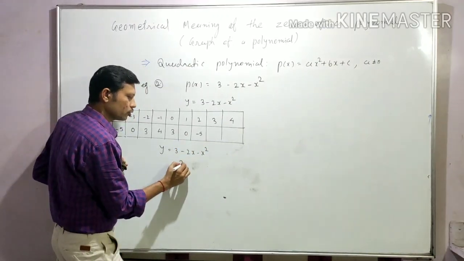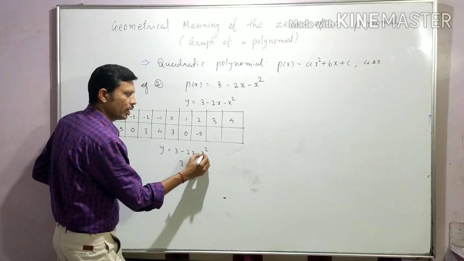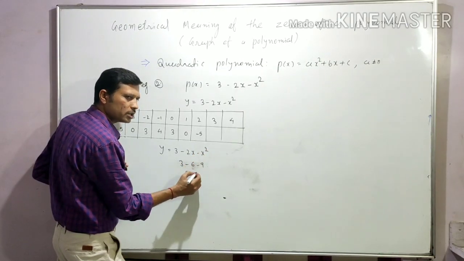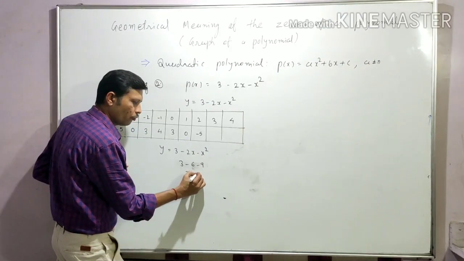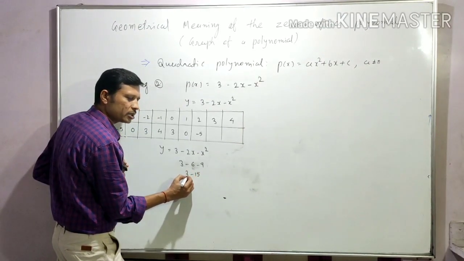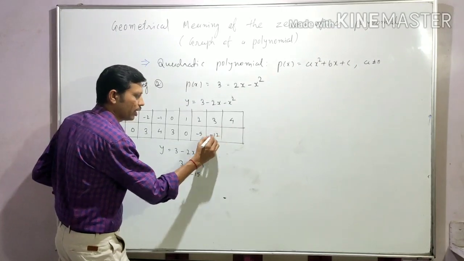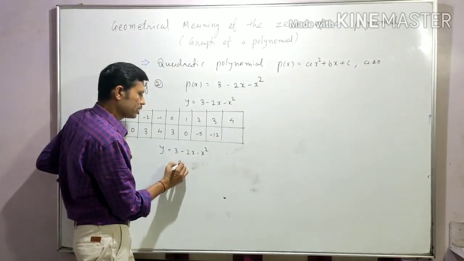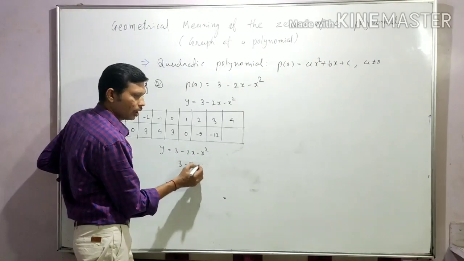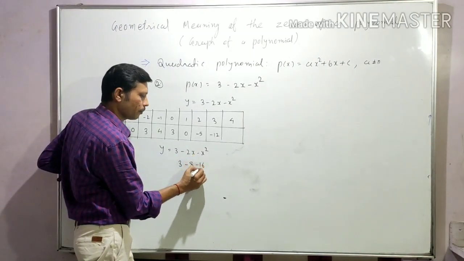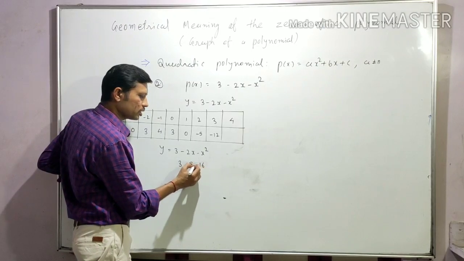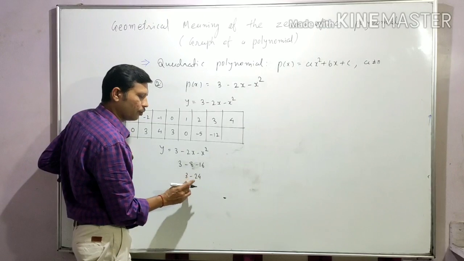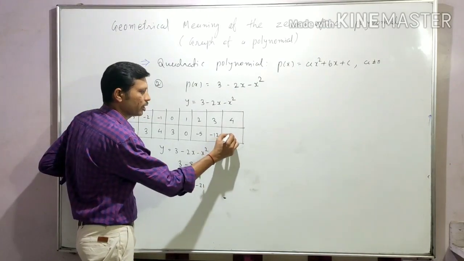Now we take 3. So 3 minus 3 twos are 6 and 3 the square is 9, so minus 9. So 3 minus 6 and minus 9 becomes minus 12. At last we will take 4. So 3 as it is, 4 twos are 8 and 4 the square is 16. So 16 and 8, the addition is 24. 24 and 3, the subtraction is minus 21.